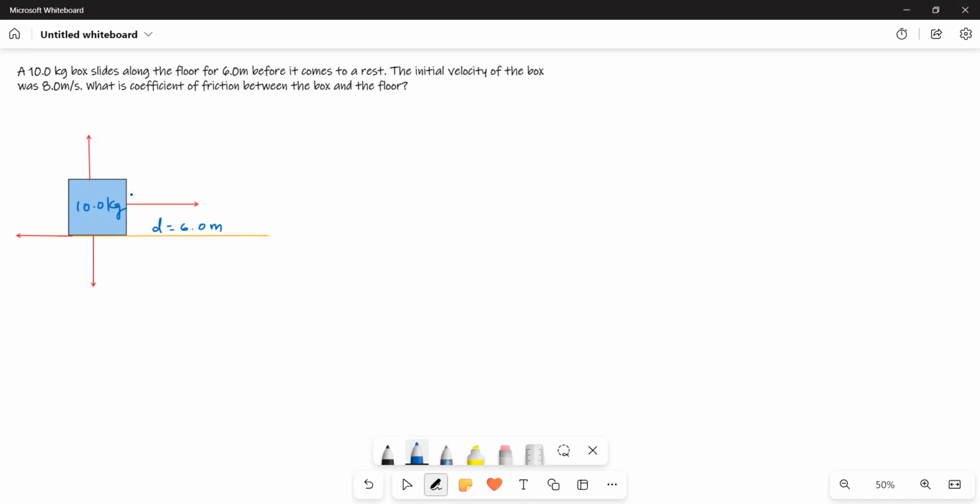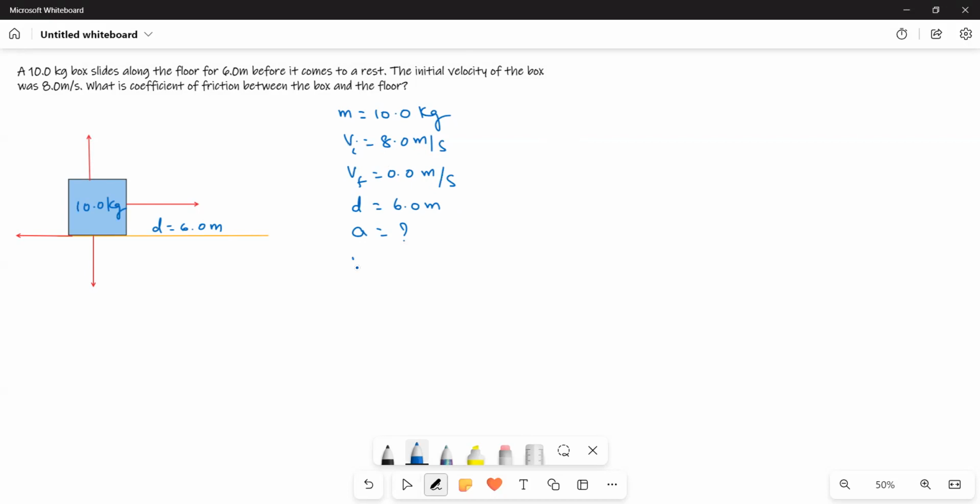And then the initial velocity Vi is equal to 8 meters per second, and m is equal to 10 kilograms. And then Vf is equal to 0 because the box comes to rest. And then the distance traveled is 6 meters. Acceleration we have to find out. So let us find out the acceleration.